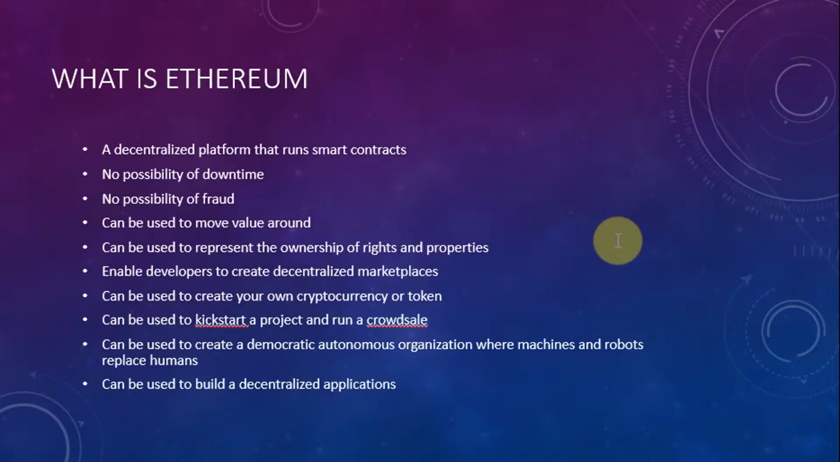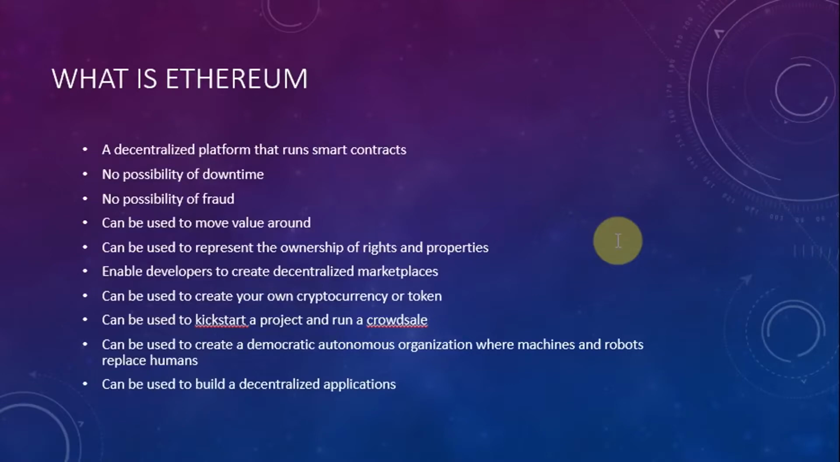Now, Ethereum can be used to create a decentralized autonomous organization where machines and robots replace humans. If you remember, I was saying that we are moving into a world where people will trust machines more than they trust humans in doing business transactions. It is one of the goals of Ethereum to achieve that.